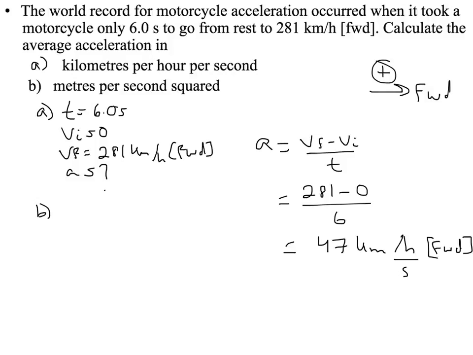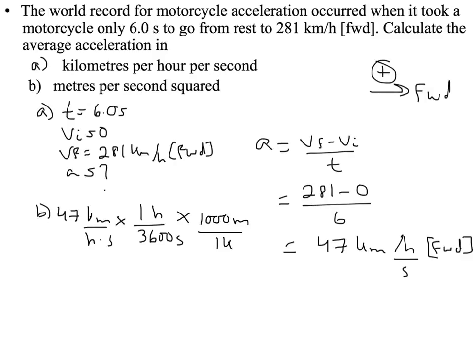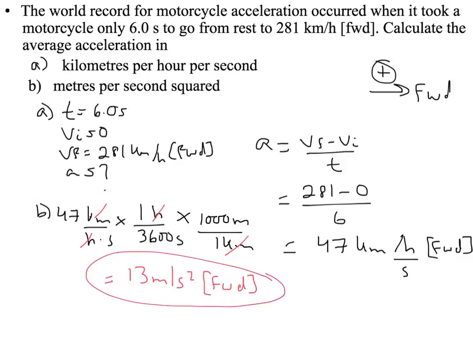B states they want that number in meters per second squared, so we say 47 kilometers per hour per second, times 1 hour every 3,600 seconds, times 1,000 meters every 1 kilometer. So now what can we cross out? We can cross out kilometers. We can cross out hours. We do the math, and we end up with 13 meters per second squared forward. Okay, so we have an answer there, and we have an answer there.